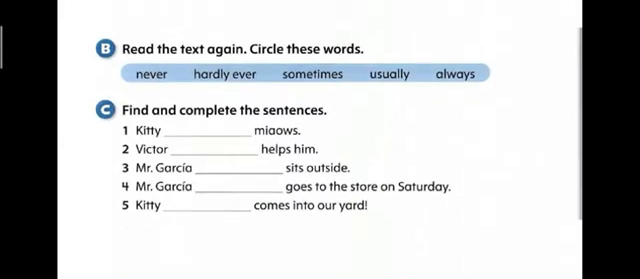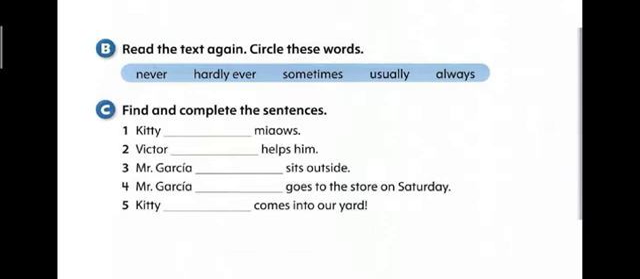Let's see the questions. We already read the text and let's circle these words: never, hardly ever, sometimes, usually, and always. Find and complete the sentences. Kitty meows. Yes, Kitty hardly ever meows. That's correct. Number 2, Victor helps him. Victor sometimes helps him. That's correct.